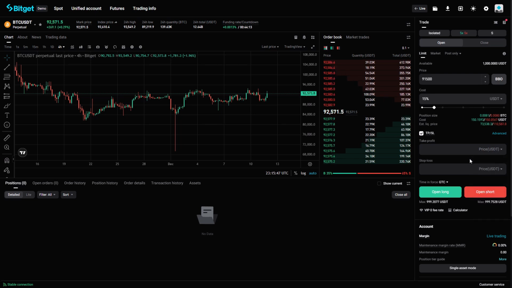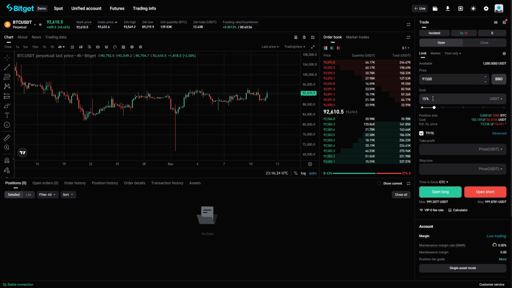But if Bitcoin goes up instead, your short position loses money. This is why, just like with long trades, you should always use a stop loss to protect yourself from larger losses. Shorting is only available in the futures section, so make sure you are on the futures trading page. The process is almost identical to going long, except you click sell short instead of buy long. First, make sure your margin mode and leverage are set correctly. I recommend isolated margin and low leverage, just like with long trades. Next, enter the price you want to short at if you're using a limit order, or just enter the amount and click sell short if you're using a market order.